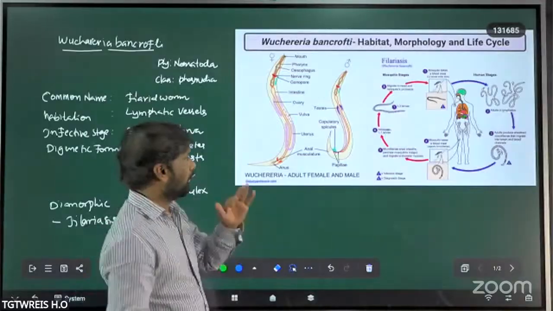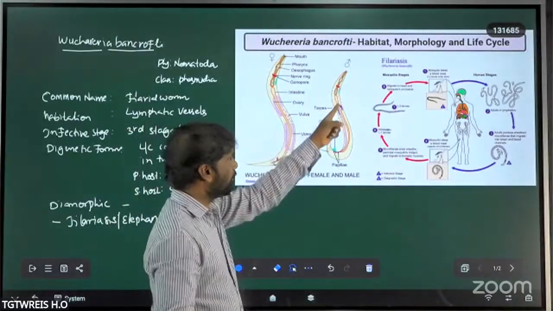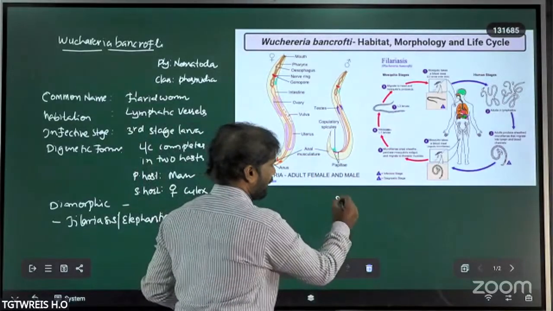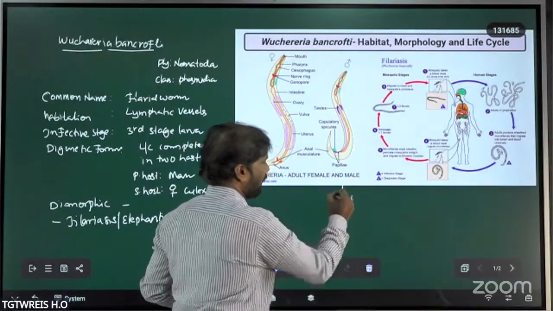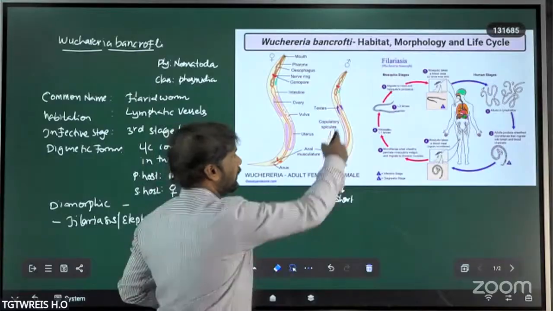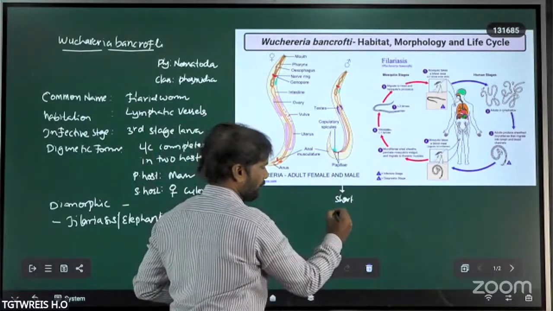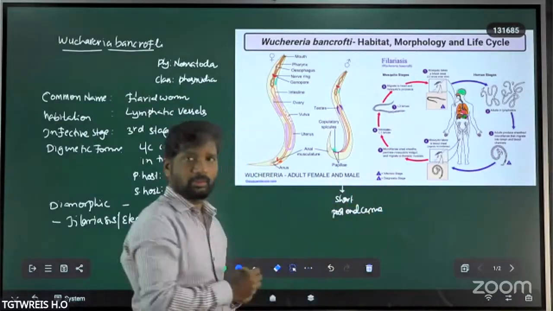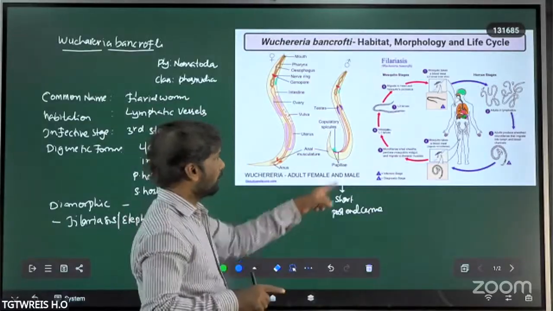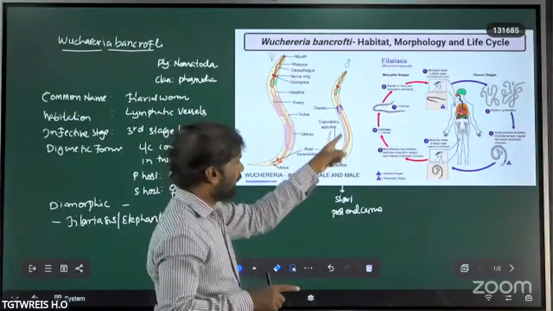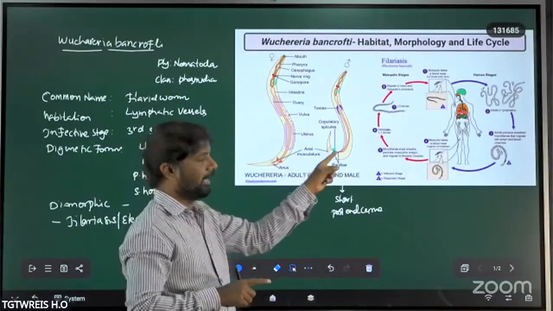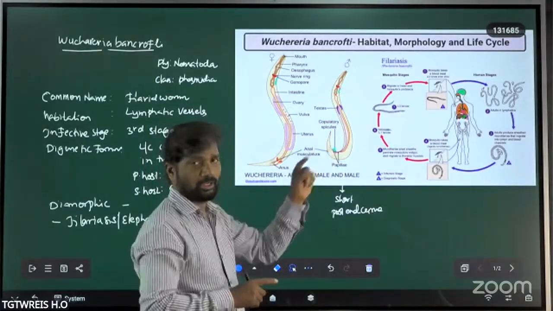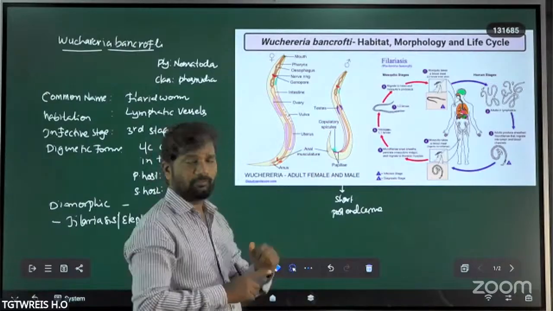Here this organism is the short form. The posterior end will be curved. In this diagram, this organism is short compared with the other organism, which is one of the external characters. And the posterior end will be curving. So this is one of the identification characters.